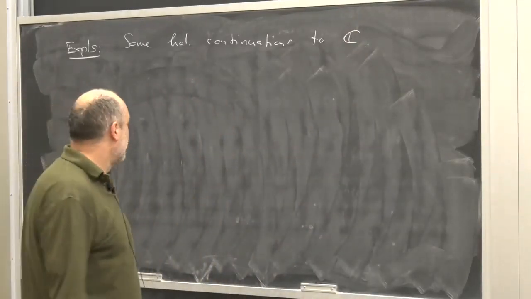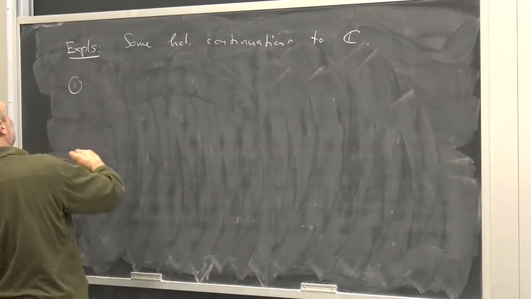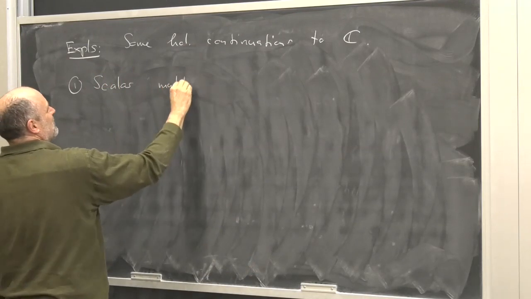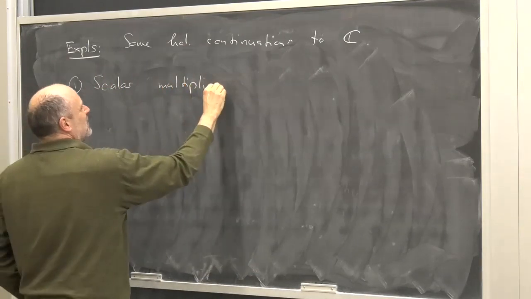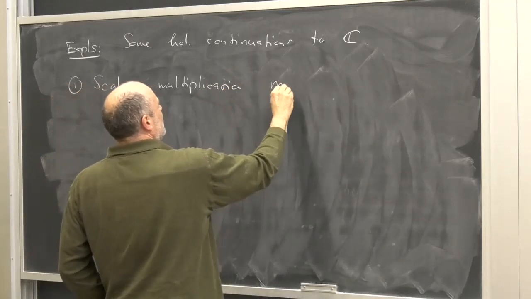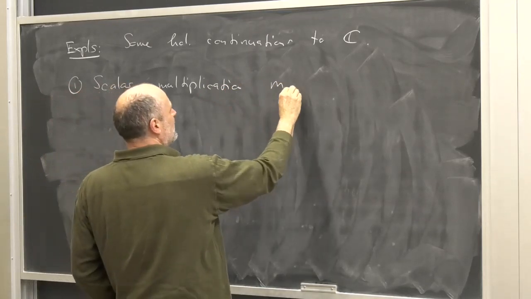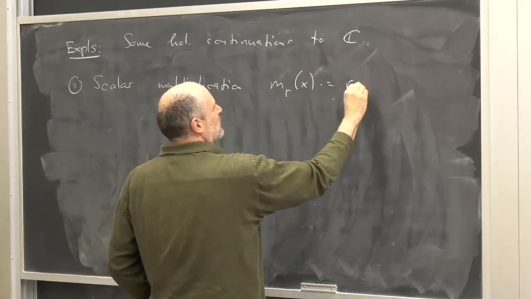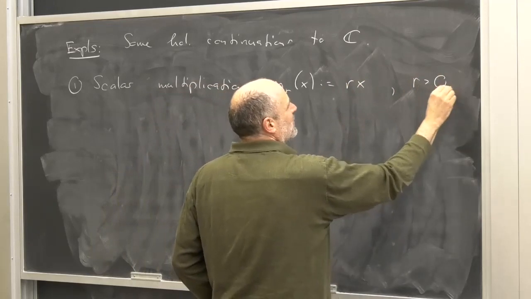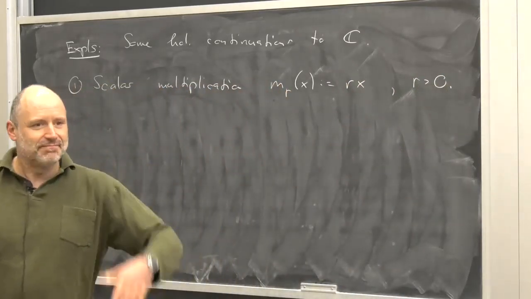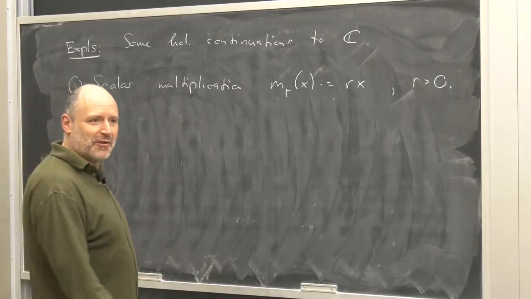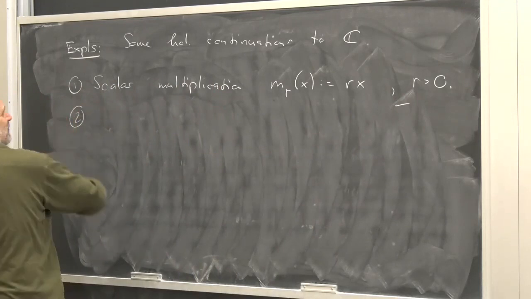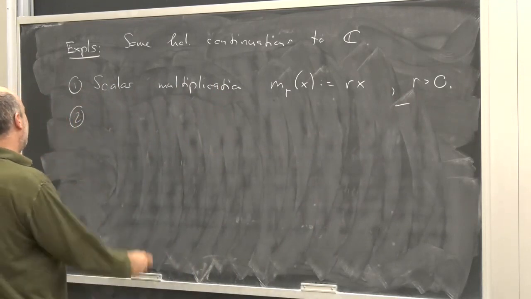Okay, so I guess an easy example is scalar multiplication, so I'm going to write it as M_R of X equals R times X, where R is a positive number. That's pretty obvious, right? That just extends to the whole complex plane. I don't think we have much to worry about, but we will have to at some point.